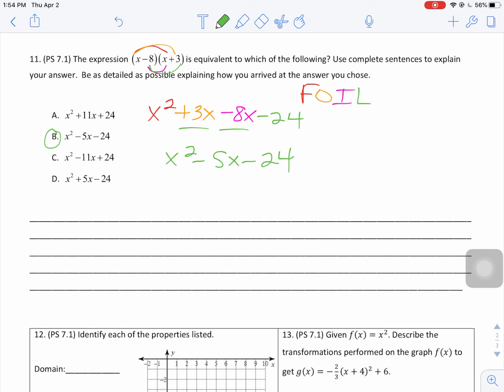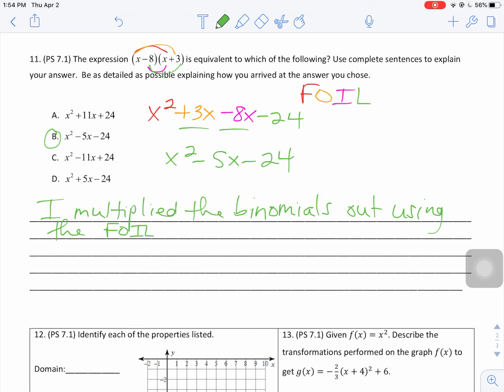So I would just say I multiplied the binomials out using the FOIL method. And honestly, that's fine. I mean, I have my work shown to back up my answer, and then I just explain that I multiplied it out. That's good enough.